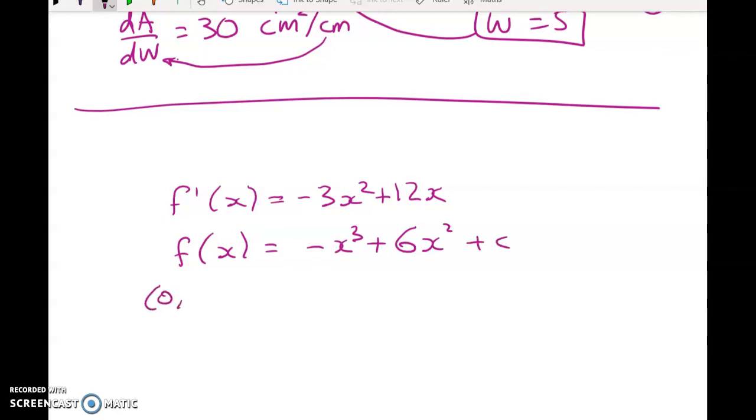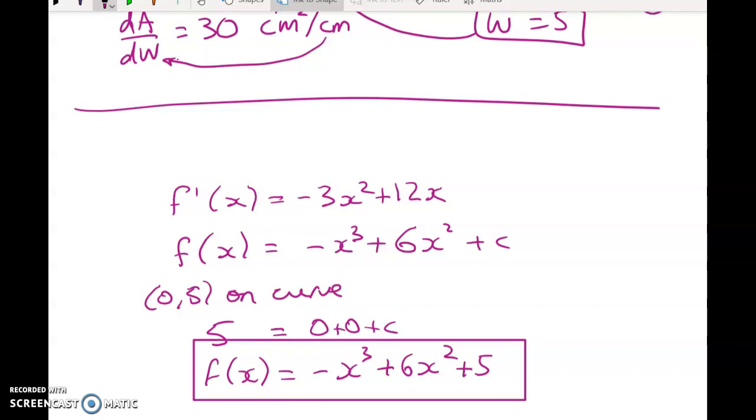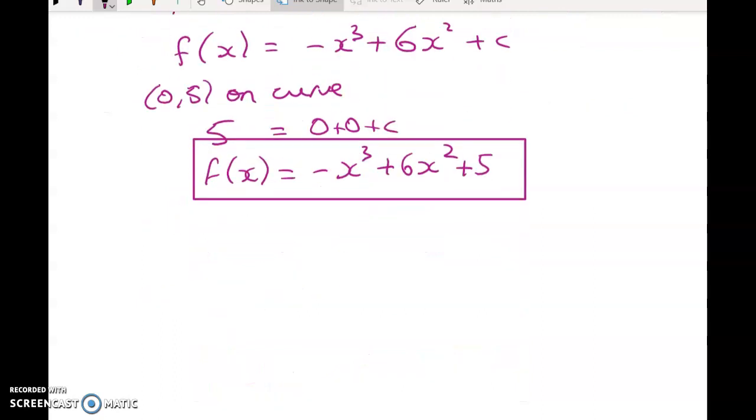And we know that (0, 5) is on the curve. So we can sub that in. We get 5 is equal to 0 plus c. So that gives me f of x is equal to negative x cubed plus 6x squared plus 5. So that tells me that once I figure out where the x value is for the maximum, I'm going to substitute it into that function. So let's now do that second part.